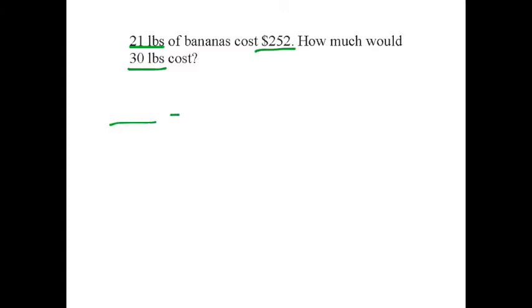So when we build our proportion, we can put pounds on top. If we put pounds on top, we have to put it in the numerator for both of the fractions. And then we'll put money on the bottom for both of the ratios as well. Okay, well, 21 pounds costs $252, and we want to know how much 30 pounds would cost, so that's our x.